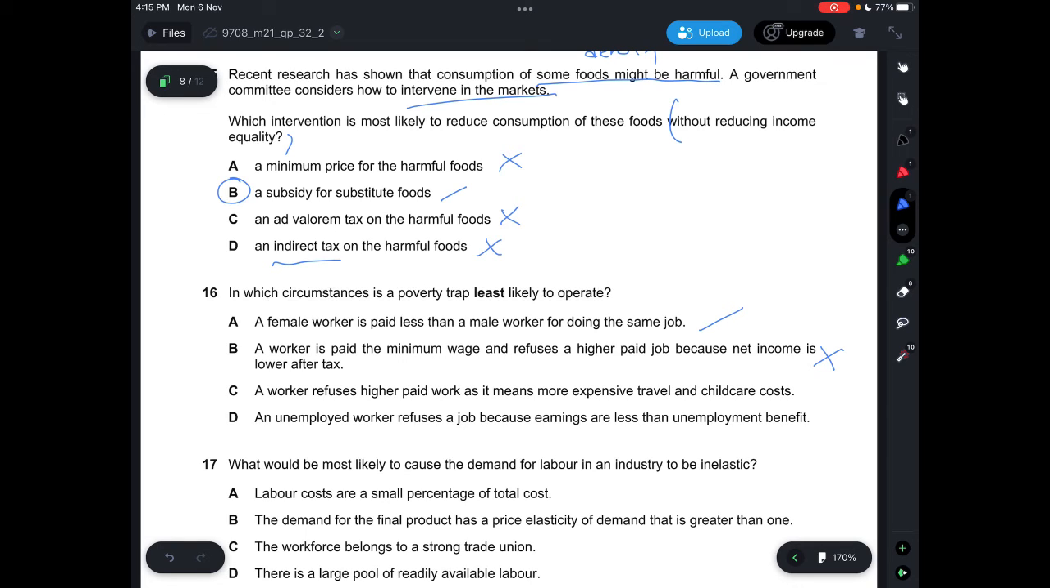C says the worker refuses higher pay work as it means more expensive travel and childcare costs. This one is also poverty trap. And D says the unemployed worker refuses a job because earnings are less than unemployment benefits. So let's say you earn 1,500, but your unemployment benefit is 2,000. This will result in poverty trap. So the answer has to be A.